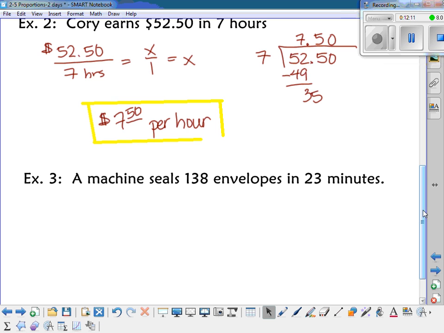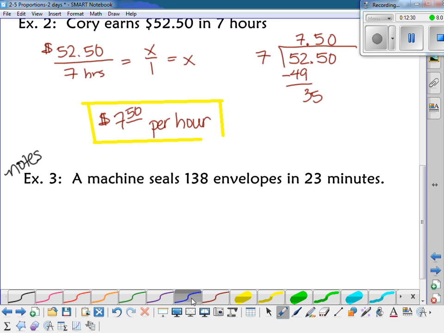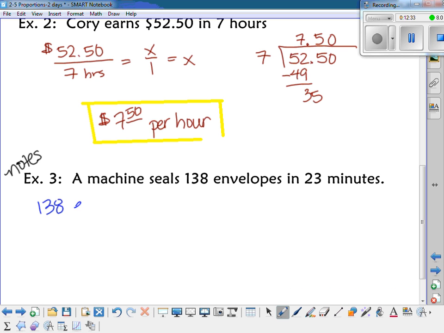Okay, this next one will be in your notes as well. We have example 3. A machine seals 138 envelopes in 23 minutes. So I want to know how many in 1 minute. So I've got 138 envelopes in 23 minutes. How many envelopes in 1 minute? And again, x over 1 is just x, so I just have to divide 23 into 138.